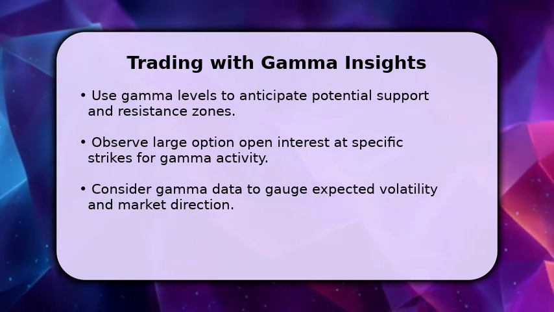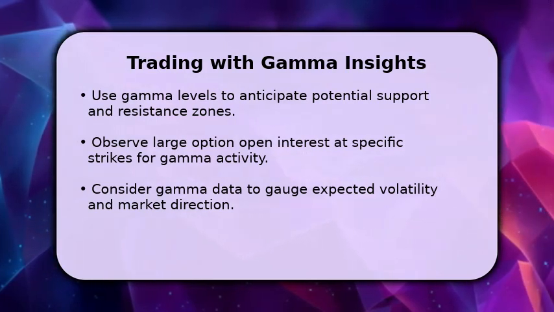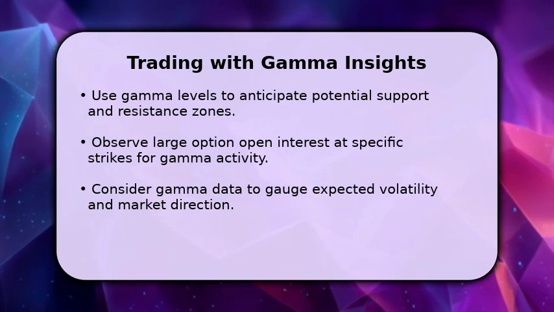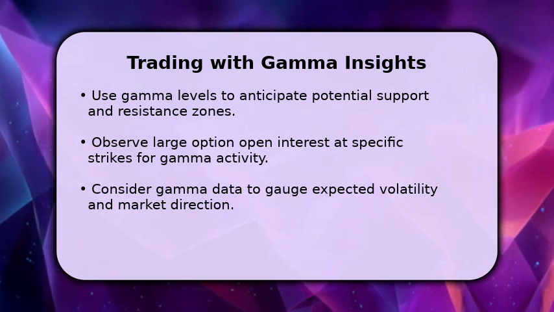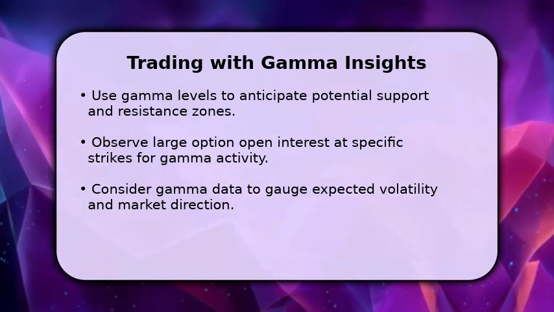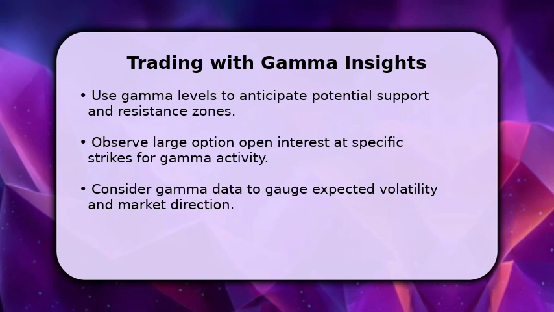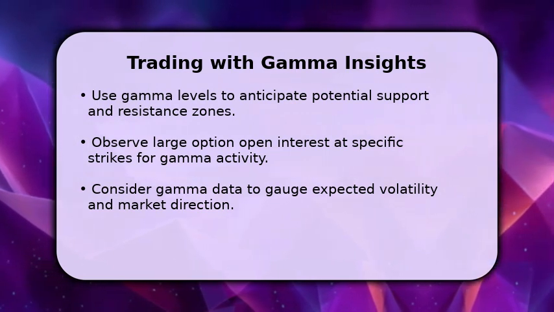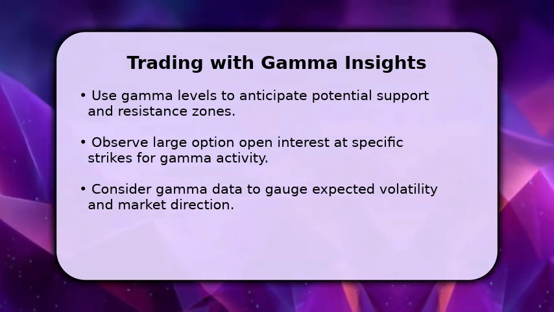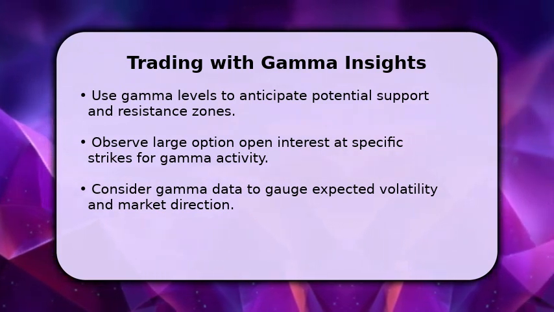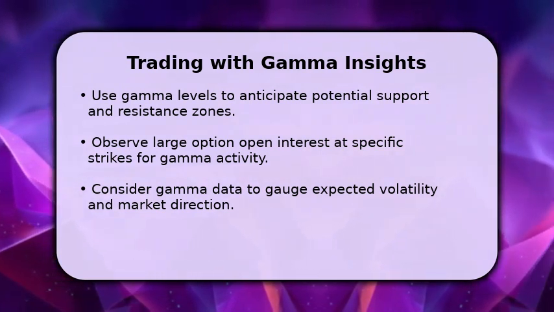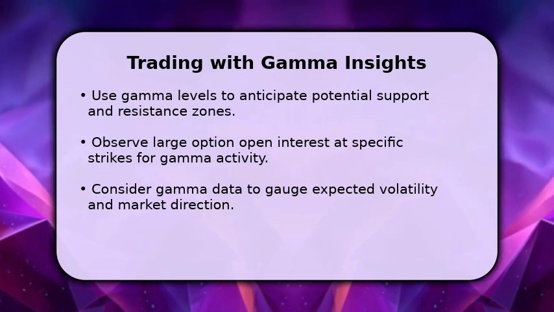For individual traders, understanding gamma exposure can provide a significant edge. You can use identified gamma levels as potential areas of support or resistance, especially around strikes with high open interest. Monitoring the overall market gamma can help you anticipate whether the market is likely to be range-bound or prone to trending. This insight allows for more informed decisions regarding your trading strategies.